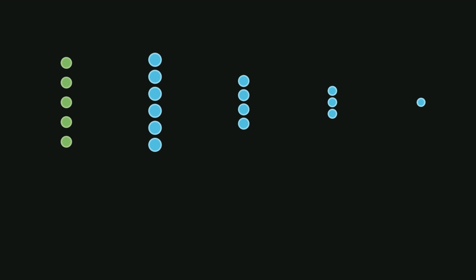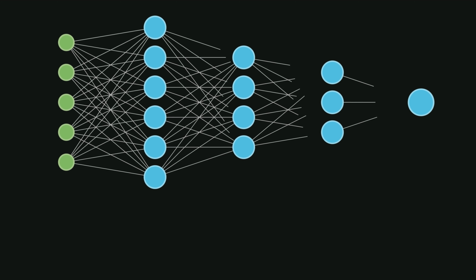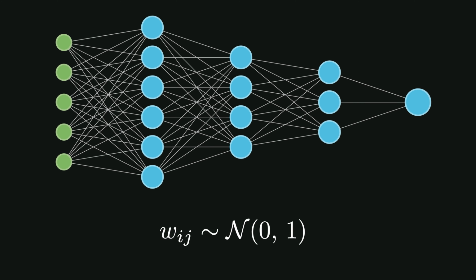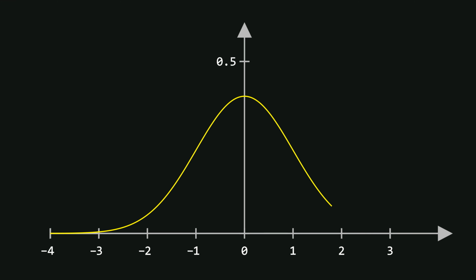Now let's switch to something more practical. How about we randomly initialize the weights? Say, from the ith neuron in the current layer to the jth neuron in the previous layer, using a probability distribution, maybe a Gaussian or normal distribution with mean 0 and variance 1. The normal distribution with variance 1 looks something like this on the graph.